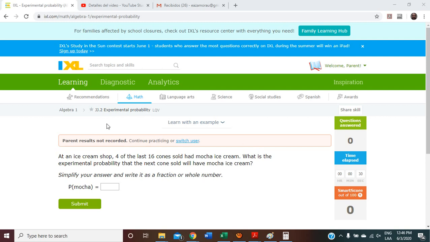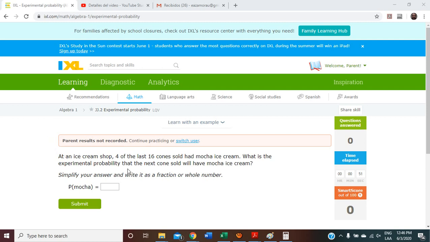So this is the same as theoretical probability, only the last one was only in theory. Now we're going to see real life situations, okay? Remember that we're talking about statistics and probability, mostly probability.